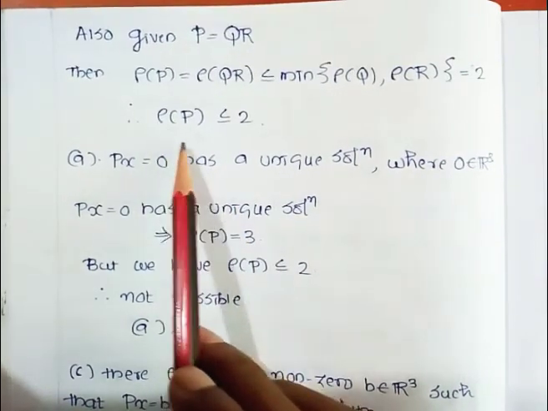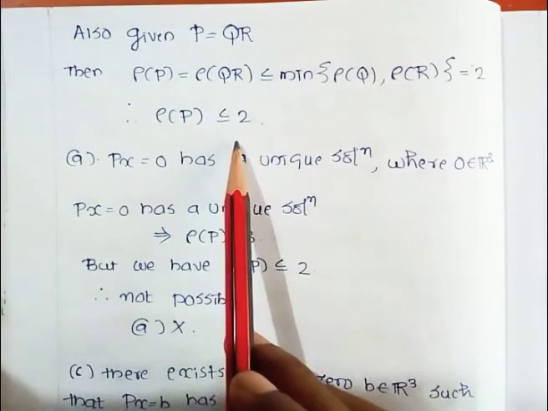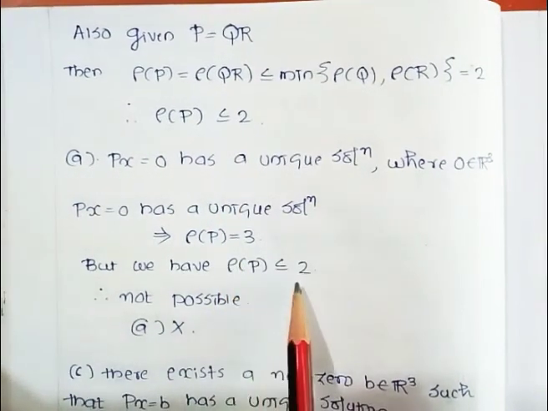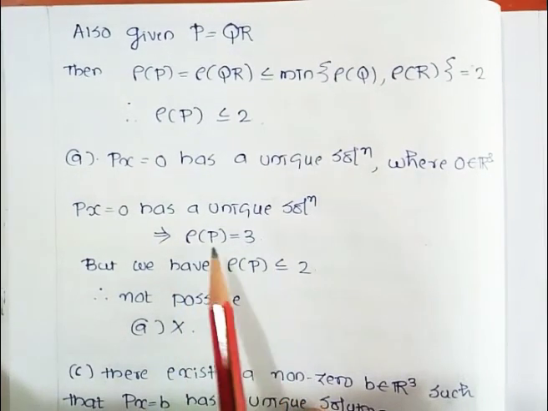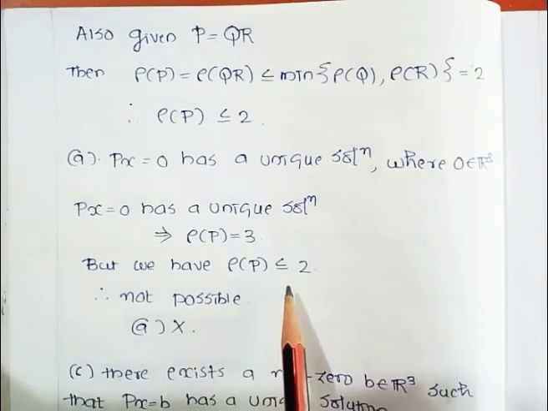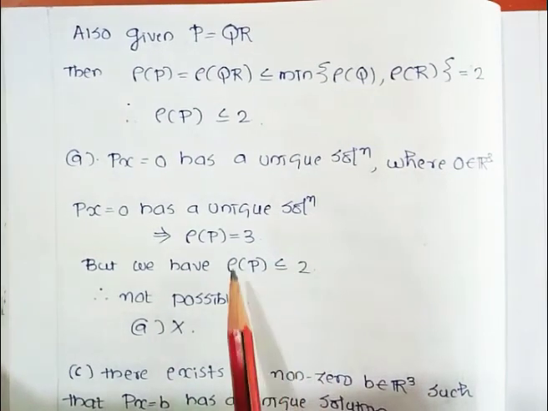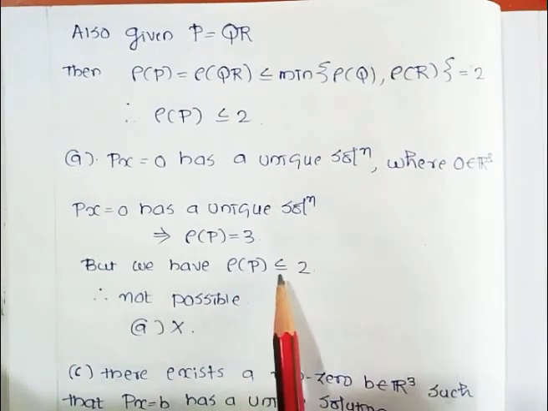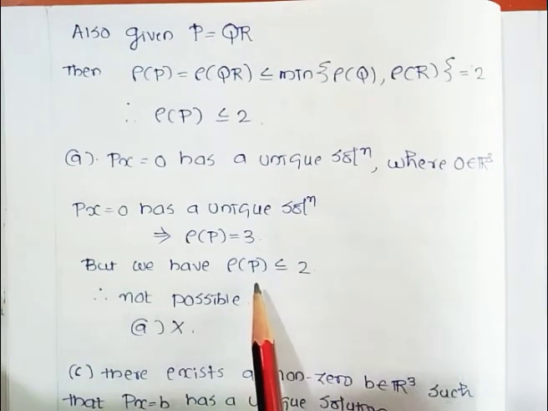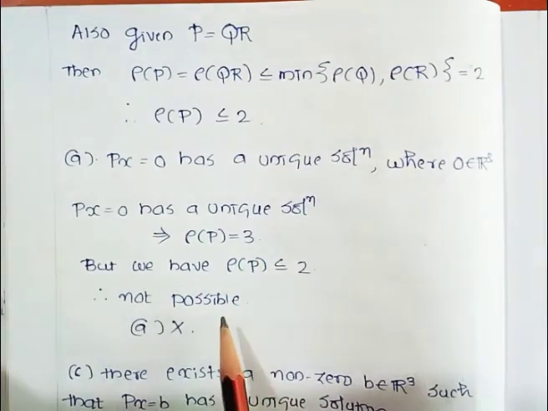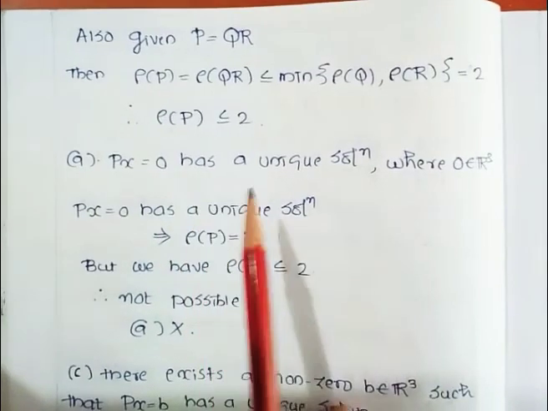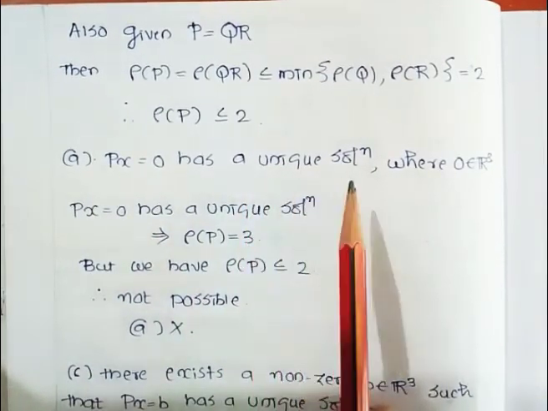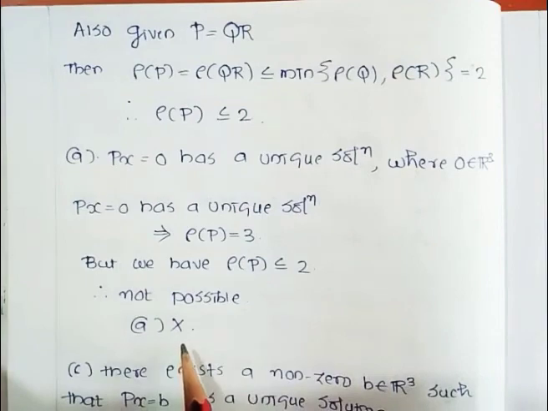But here we arrived at rank of P less than or equal to 2. But if Px is equal to 0 has a unique solution, then rank of P is equal to 3. So we get a contradiction, which is not possible, because the rank of P must be less than or equal to 2. That is, rank of P is 0 or 1 or 2. It cannot be 3. Therefore, this condition is not possible. That is, Px is equal to 0 does not have a unique solution. Therefore, our first option is wrong.